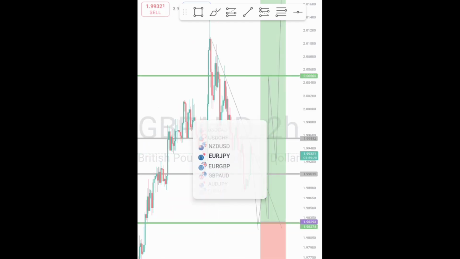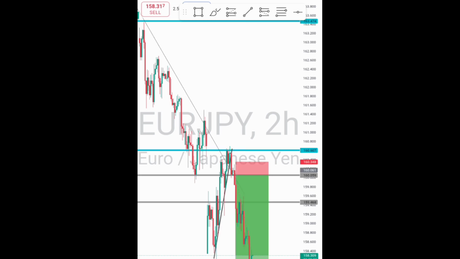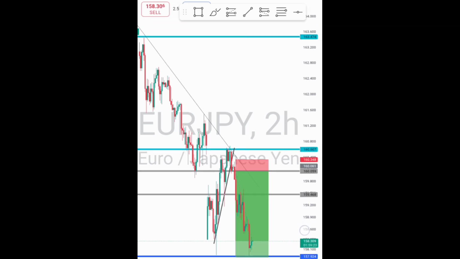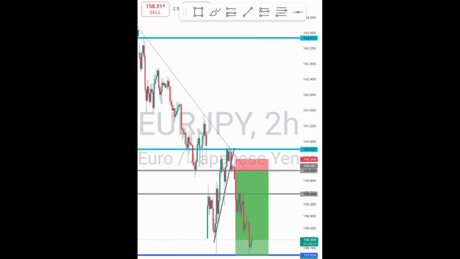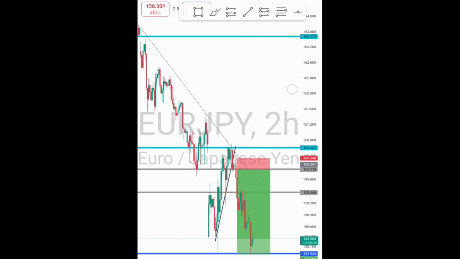Let me check. Okay, look at my GJ. You can see my Euro JPY played out beautifully. I didn't send this signal to the group. I was just watching this signal, and it played out very beautifully. Look at it, a 1 to 7 risk reward ratio. That means I'm risking 28 pips to make 225 pips.